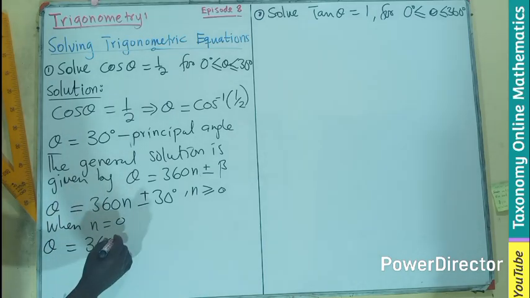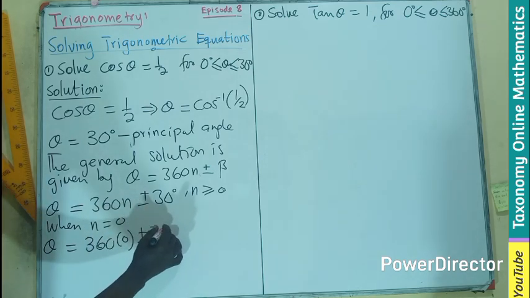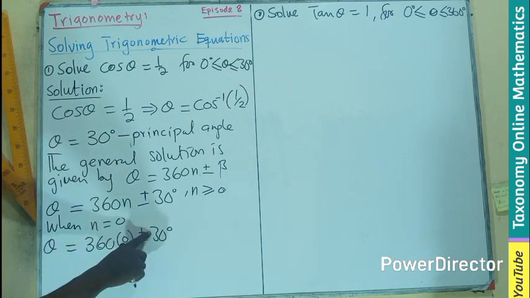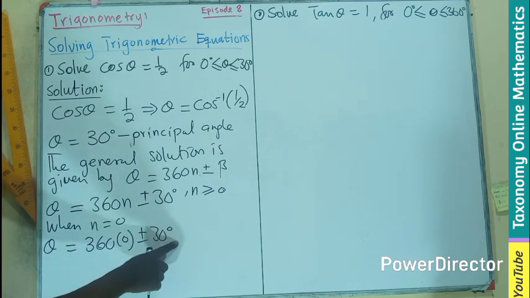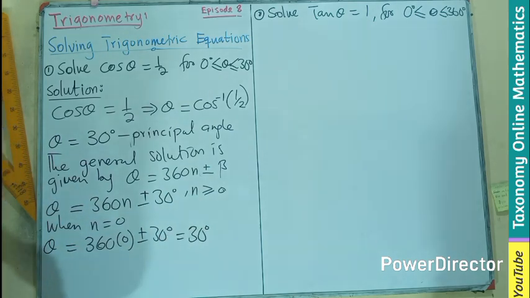360 times (0 plus or minus 30 degrees). This will give you 0, so we have 30 degrees and negative 30 degrees. And we know we go for the positive value, leaving the negative. So this becomes 30 degrees for the first angle, which is the principal angle.